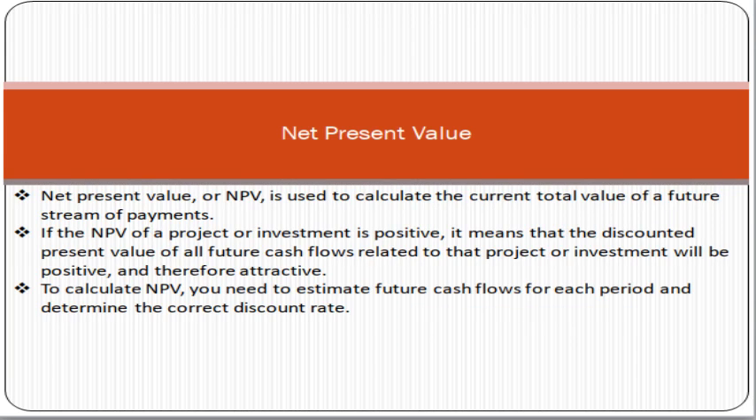So net present value, or NPV, is used to calculate the current total value of a future stream of payments. Okay, if the NPV of a project or investment is positive, it means that the discounted present value of all future cash flows related to the project or investment will be positive and therefore attractive. To calculate NPV, you need to estimate the future cash flows for each period and determine the correct discount rate.